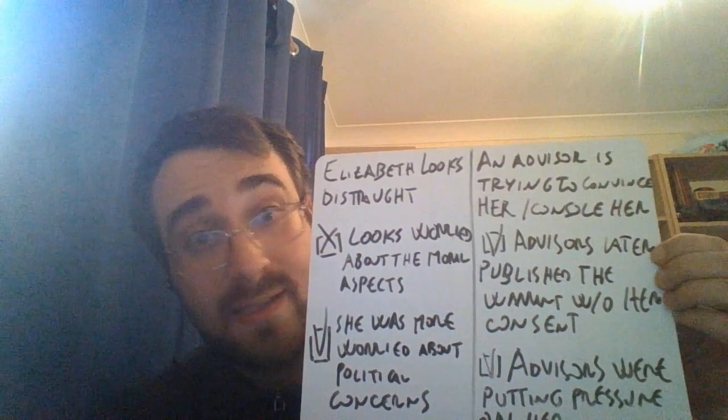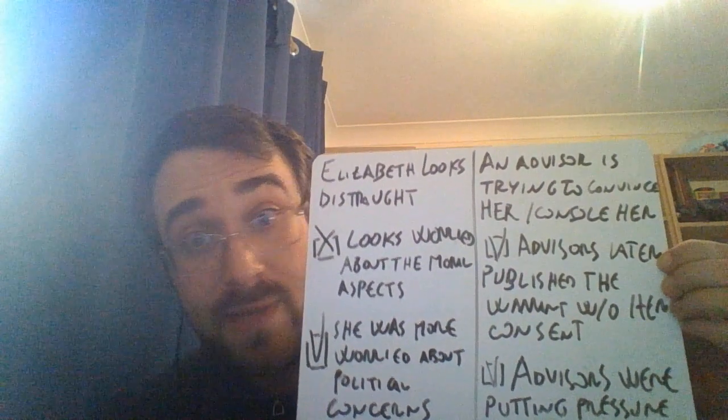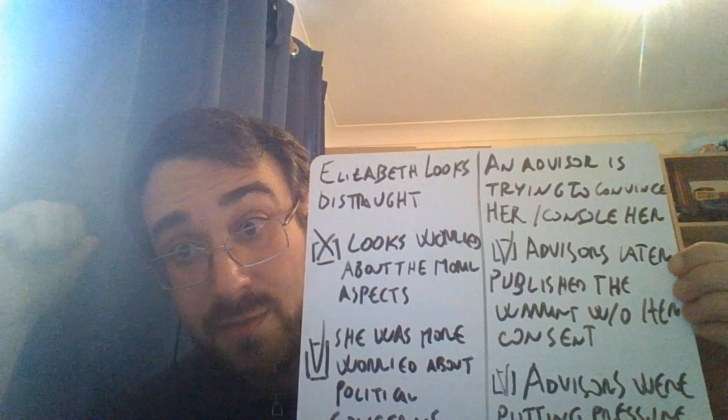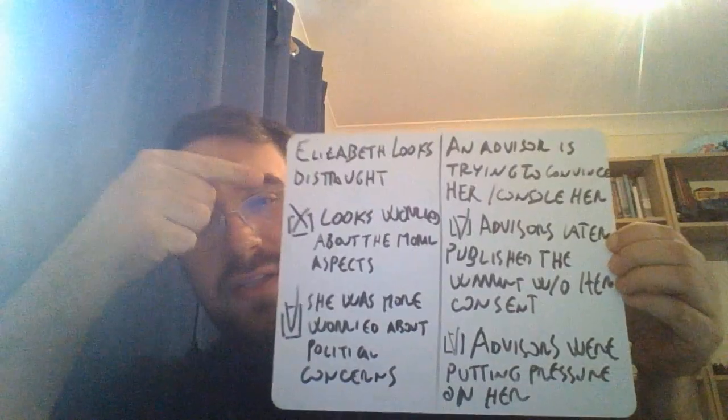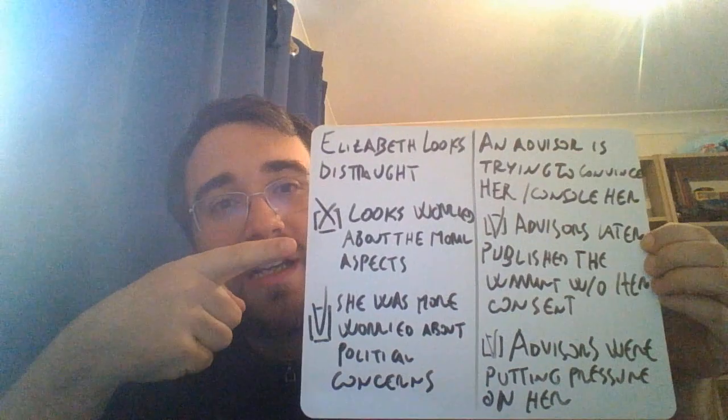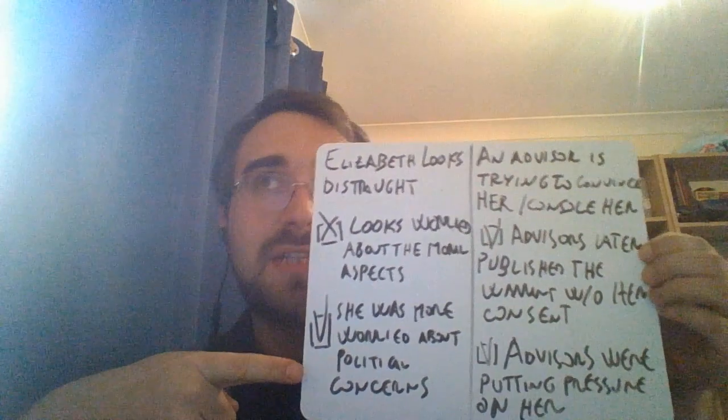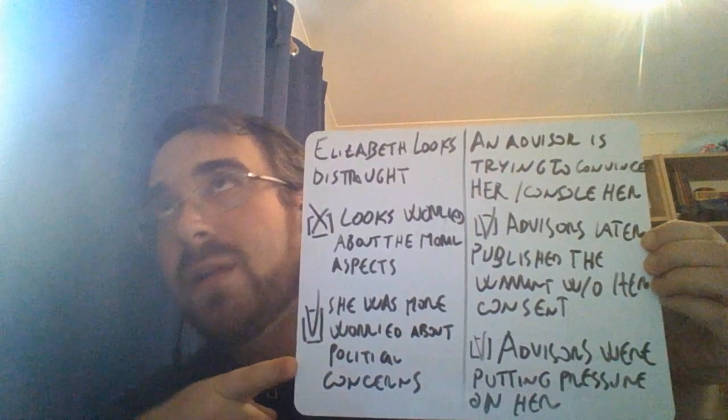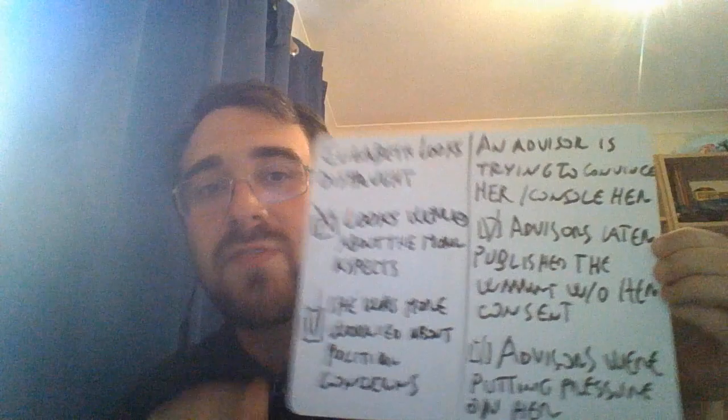And this was the last thing Elizabeth needed in the 1580s. Remember, war with Spain, the largest global power. Now, so we got a point that is not convincing, Elizabeth looking morally worried, but on the other hand, she might be worried about political things, so I guess, yes, that is sort of convincing.